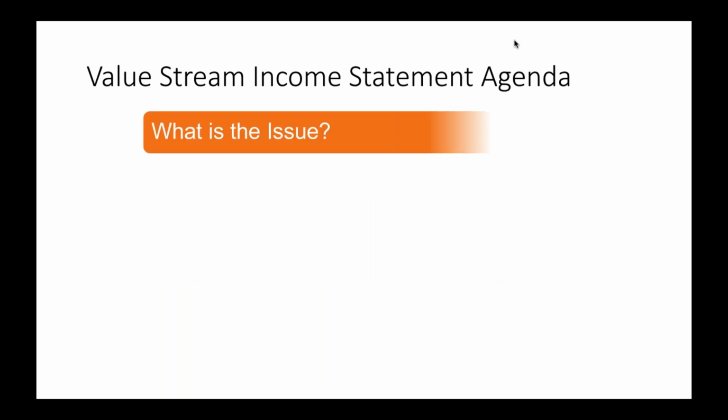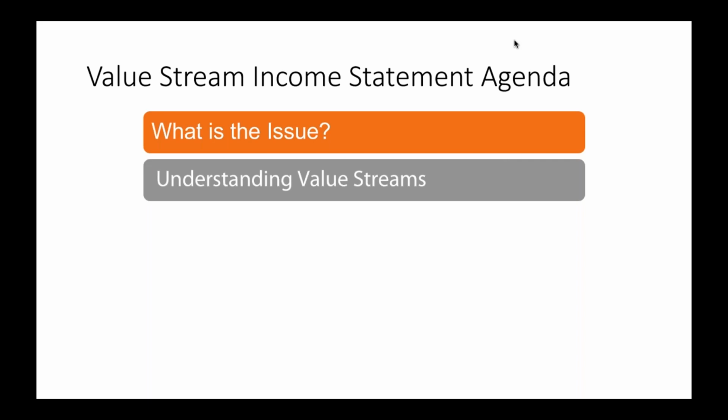So, our agenda today. What is the issue? Why are value stream income statements important to lean accounting and lean businesses? We're going to spend a little bit of time talking about value streams. Now, value streams are a lean practice. It's important for people who are new to lean accounting and new to lean to understand the concept of the value stream so that they understand the concept of the value stream income statement.